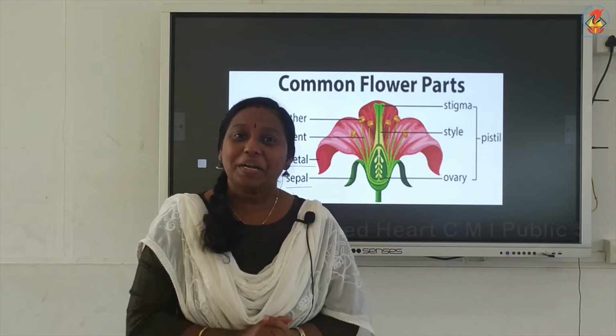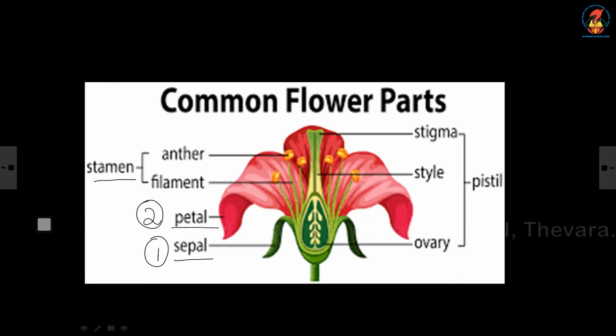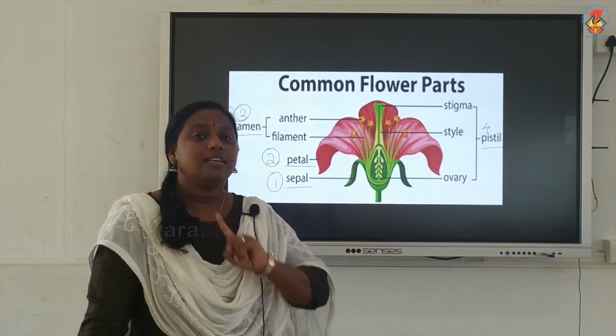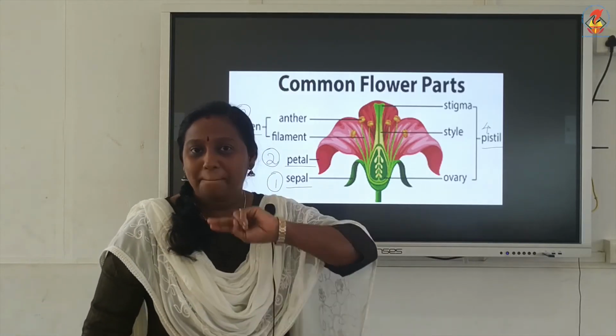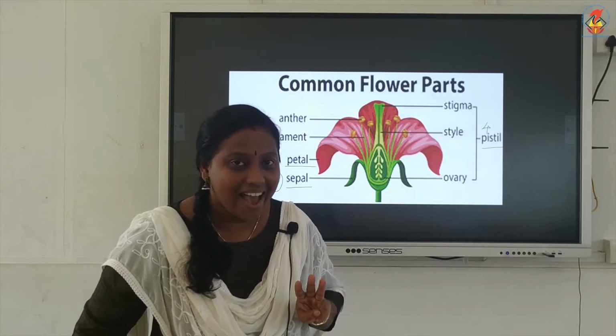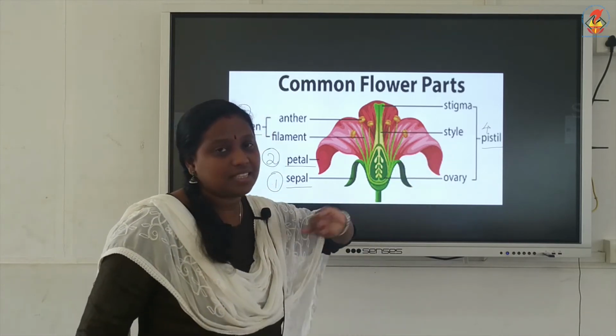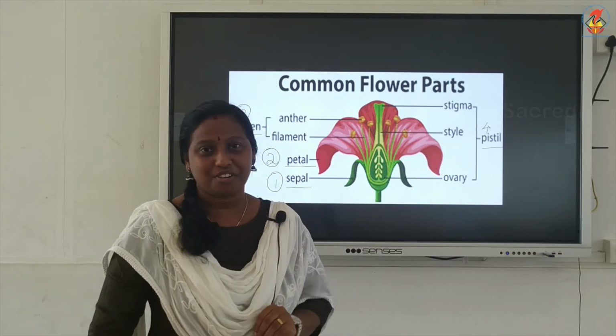Children, now coming to the third part of a flower, it is the stamen. Stamen is the third part of a flower, number 3. And the last part of our flower is the pistil, number 4. So how many parts are there for a flower? Number 1, sepal, number 2, petal, then the third one, the stamen, and number 4, the pistil. So there are 4 different parts for a flower.